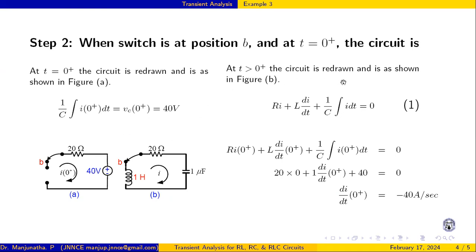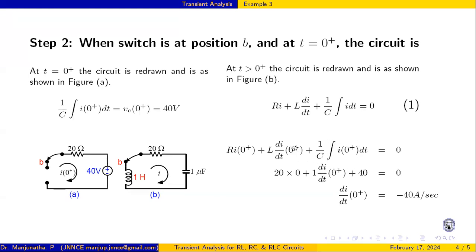Now at t greater than 0 plus, this is the circuit, with the inductor. I will write the KVL around this loop: R into i, plus L into di/dt, plus the capacitor term, 1 by C integral of i dt. This is the KVL around this loop, and I am calling it equation 1. Now R times i of 0 plus: I already said the current is 0 because the inductor acts as an open circuit.